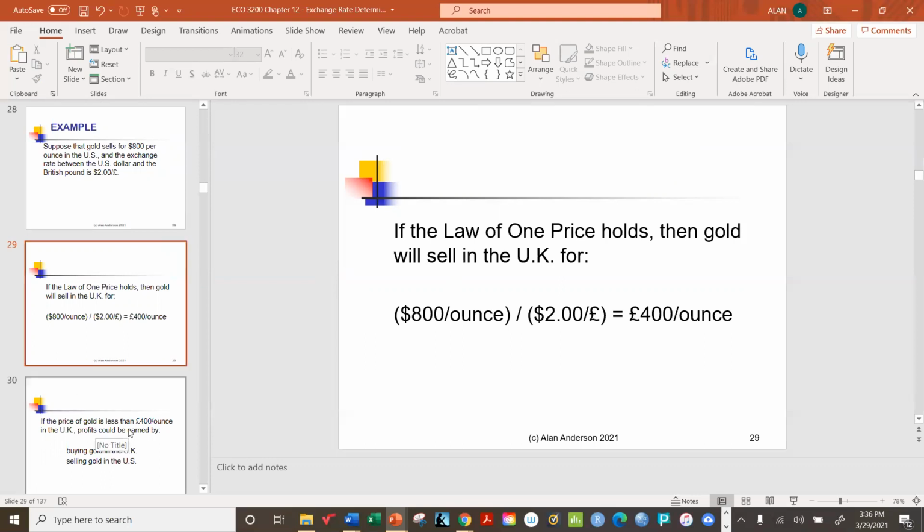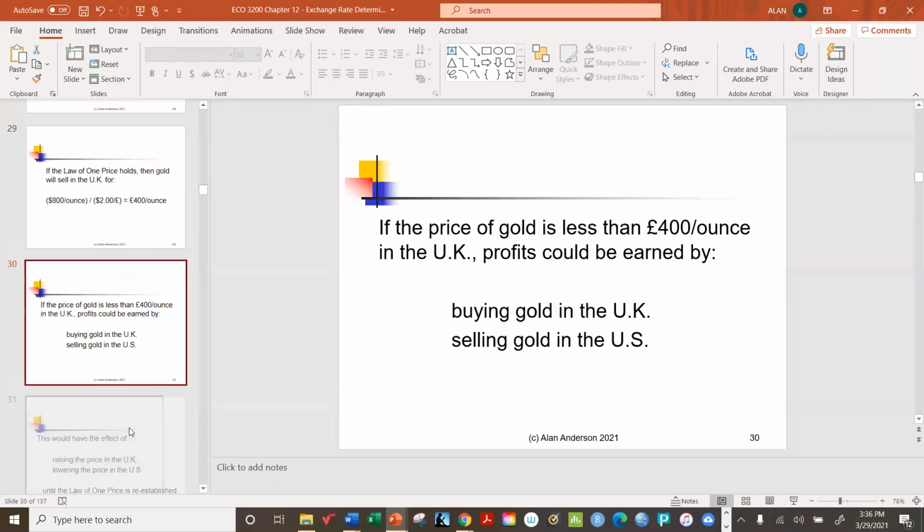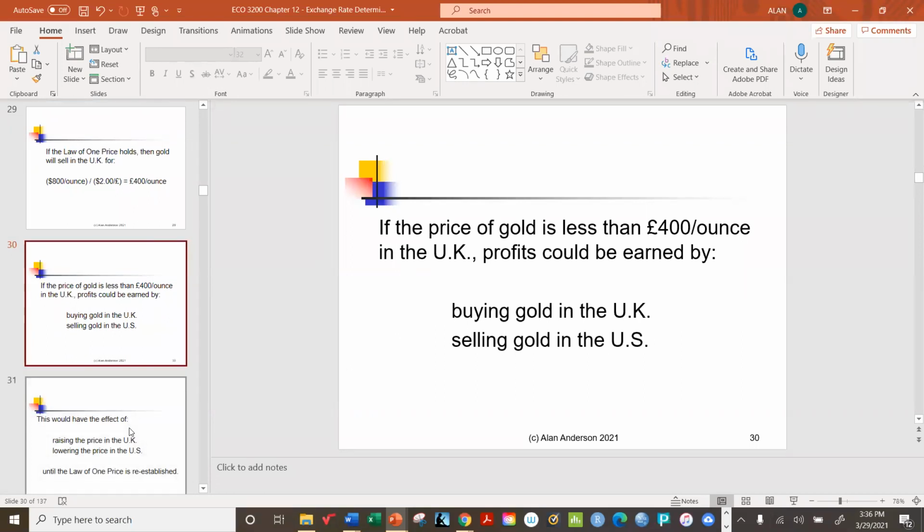Well, guess what people might start to do? Let's assume that we could buy gold in the UK for less than 400 pounds an ounce. In other words, gold is cheaper in the UK than in the US. What is likely to happen? Well, because the gold is cheaper in the UK, people will buy it there, and then they can turn around and sell it in the United States and put the difference in their pockets. That is actually a type of arbitrage, which is called goods arbitrage.